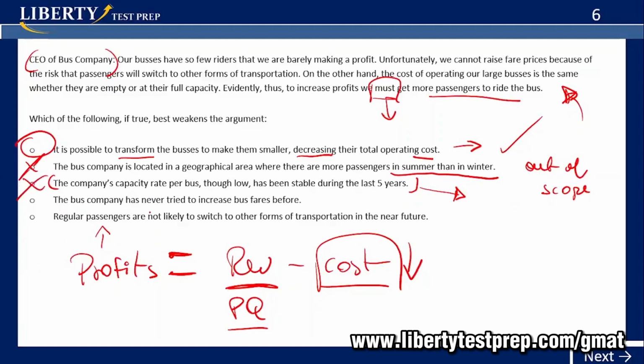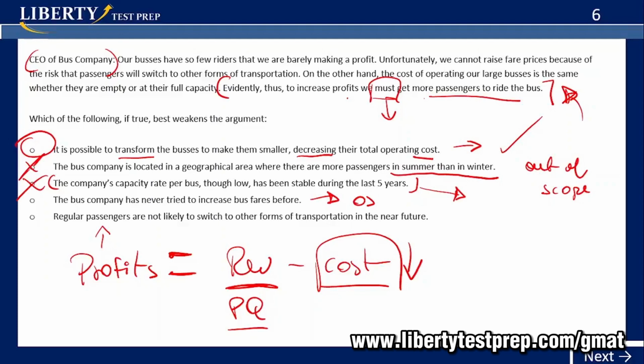The bus company has never tried to increase bus fares before. Okay, they've never tried it, but that's not the conclusion. That is out of scope. Also out of scope. Here we have to focus on this part. Evidently, to increase profits, we must get more passengers. The main conclusion is our everything. Okay, that's the only thing we care about: the nexus between the premises and the main conclusion.